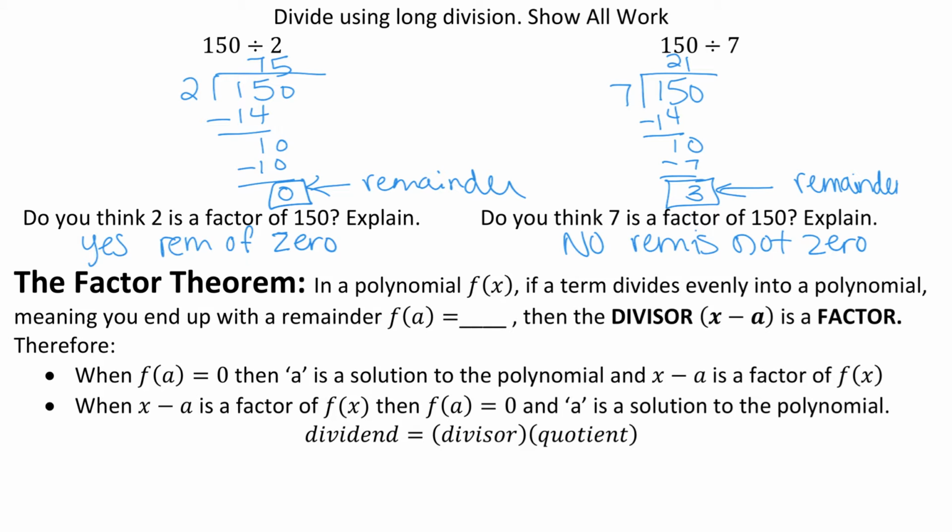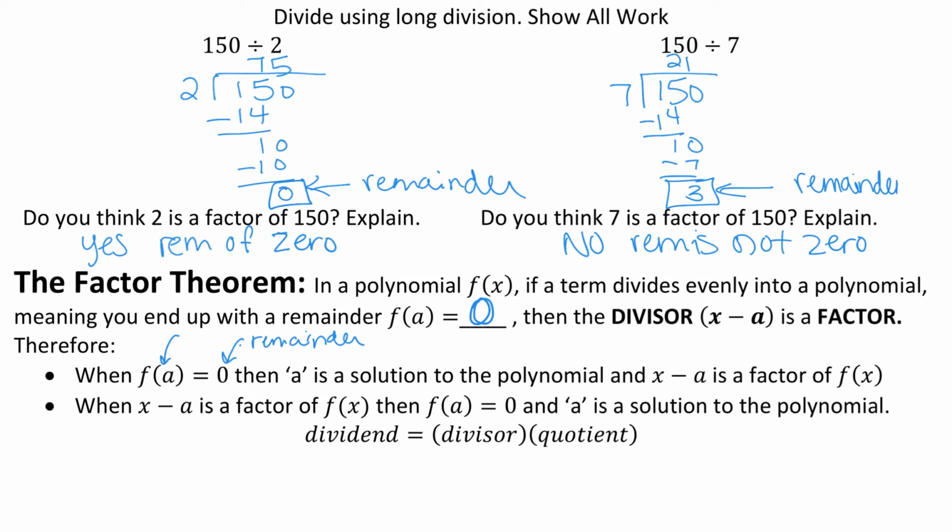The factor theorem says that in a polynomial f of x, if a term divides evenly into a polynomial, meaning you end up with a remainder of 0, then the divisor x minus a is a factor. Therefore, you can evaluate f of a, so you could plug in a, and if you get 0, then that means that you have a remainder of 0. So if that happens, then a is a solution to the polynomial, and x minus a is a factor.